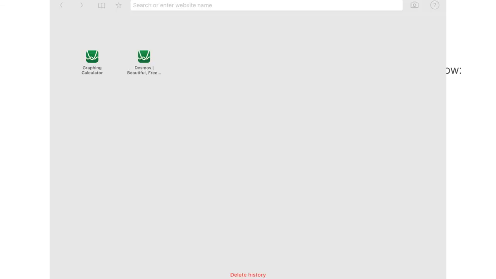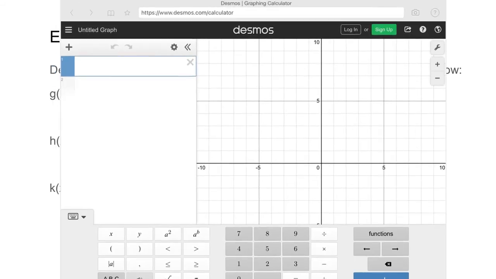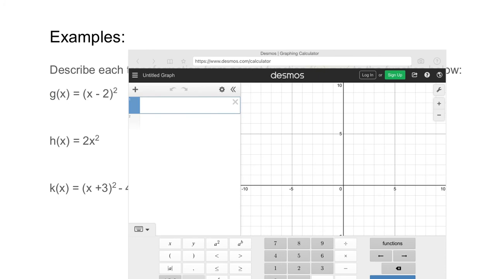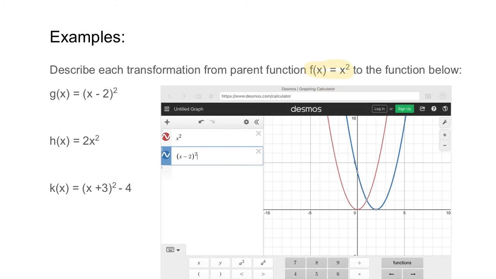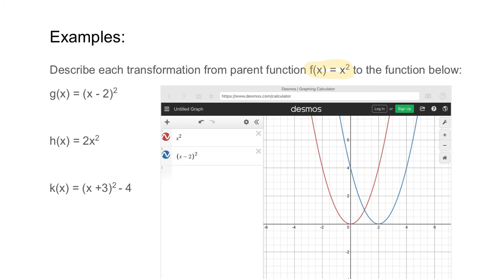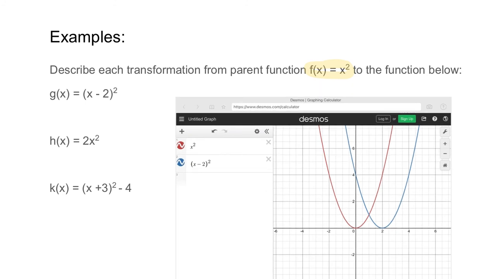So you're going to want Desmos. And we're going to graph x squared first. And then I'm going to graph each function that I'm looking at. So (x minus 2) squared is the first one. So when I look at that, now remember the red one is my parent function. So I want to look at how the blue for my graph changed from where it was on the red. And so I can see with this that my blue function shifted 2 units to the right.